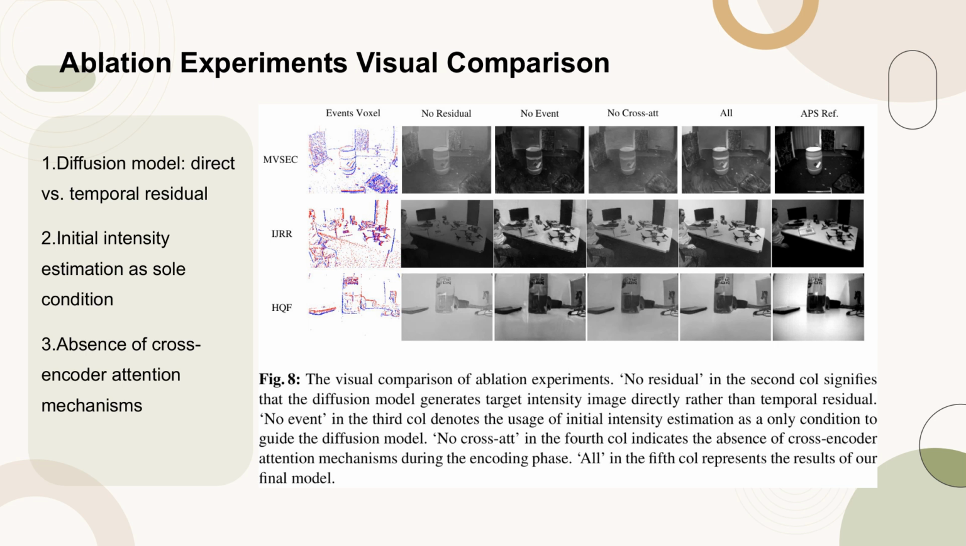The second column, labeled No Residual, shows the model generating the target intensity image directly without using temporal residuals. The third column, No Event, demonstrates the model's performance when guided solely by initial intensity estimation. The fourth column, No Cross ATT, illustrates the impact of removing cross-encoder attention mechanisms during the encoding phase. Finally, the fifth column, All, showcases the results of the final model incorporating all features.